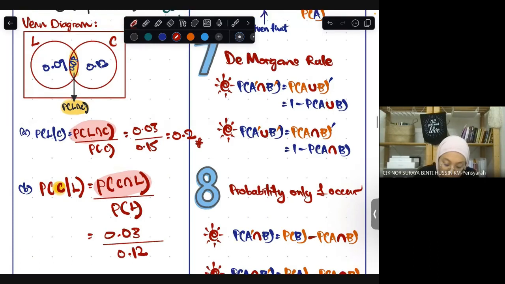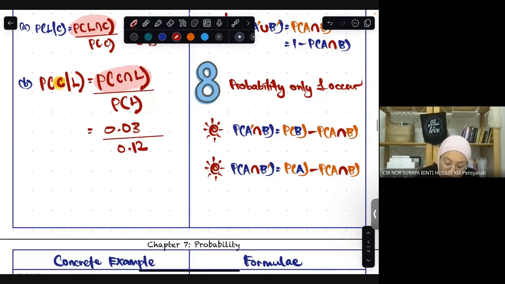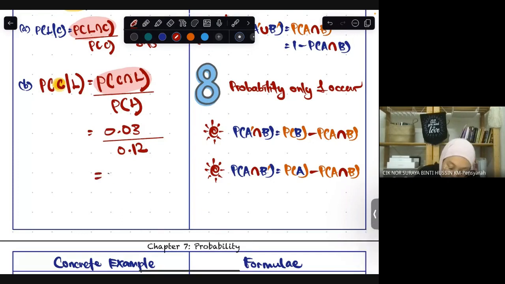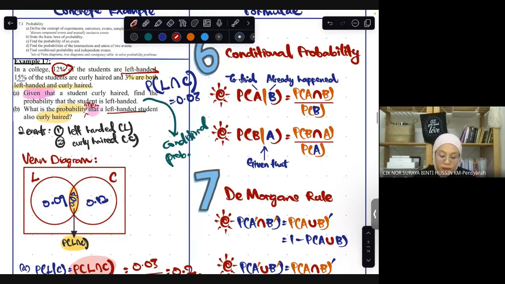the probability of all left-handed, which is 0.12, is it? Yeah, 0.12. From this question is 12% left-handed. All of the students are left-handed. So the answer is 0.25. That's it. Okay. So these are the method of Venn diagram. It's easier to use Venn diagram rather than the table.